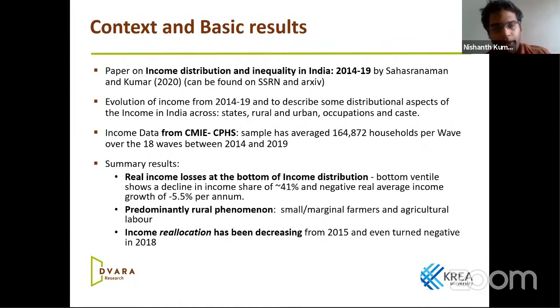And the larger point is that the income reallocation, which was surprising for us, has been decreasing from 2015 and even turned negative in 2018, which means there was a regime shift where studying the distribution showed us that income shares have gone up for the higher income percentiles and gone down for the low income percentiles. And that's something that has not happened before in India, and something that we get to.